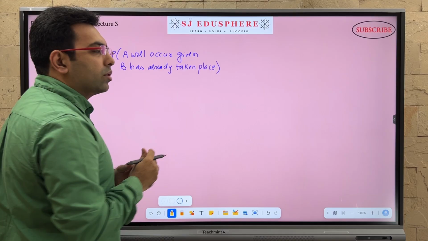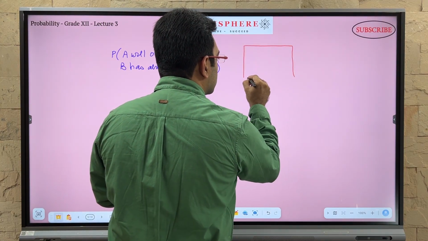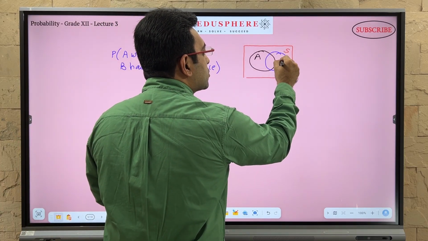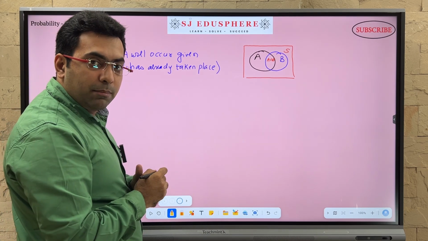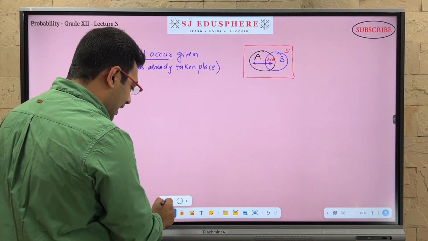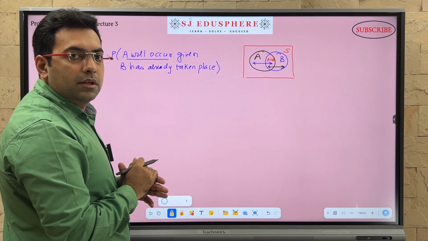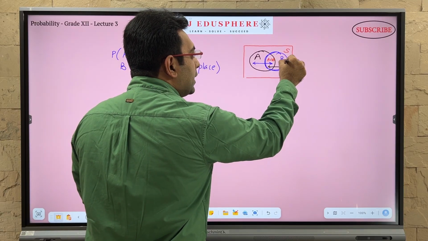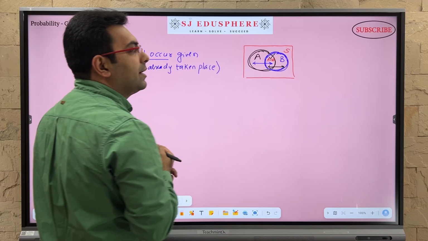So, let me decode this in a very simple language as per the Venn diagram. So, if I have over here my sample space, my event A is over here, my event B is over here. What is in common between them is the intersection. I am saying what is the probability that A will take place given that B has already taken place? Now, students, the circle of B has already taken place. The only thing which is in your favor for A taking place, I repeat, the circle of B has already taken place. The only thing in your favor for A to take place is the intersection part.